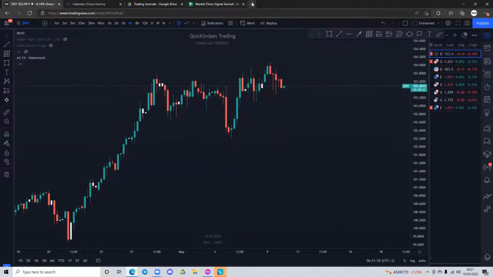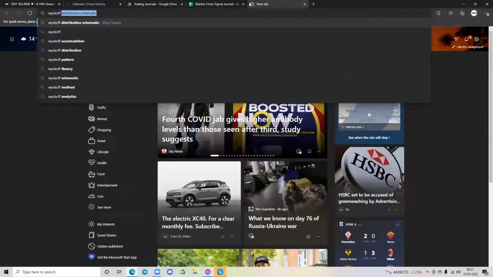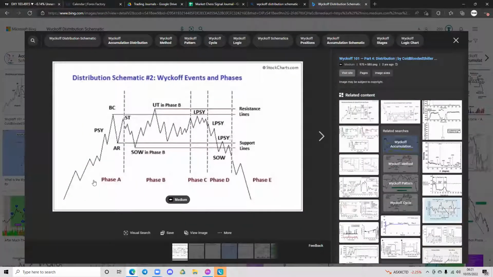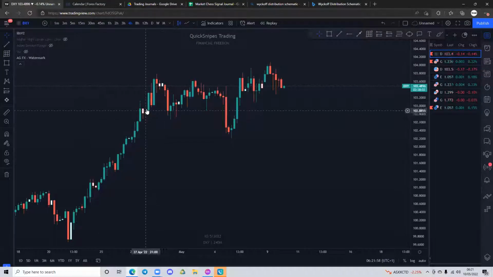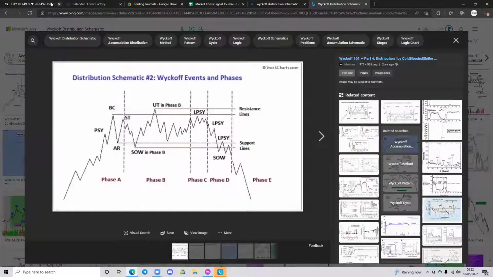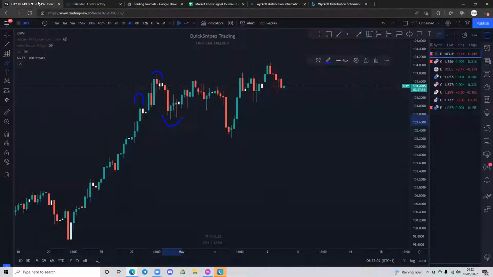Now, for those of you who don't know what an accumulation and distribution of Wyckoff is, I'll quickly show you a Wyckoff distribution schematic for the DXY. Now, as you can see, you have your preliminary support, buyer's climax, automatic rally. Then we're looking at secondary test and then sign of weakness.